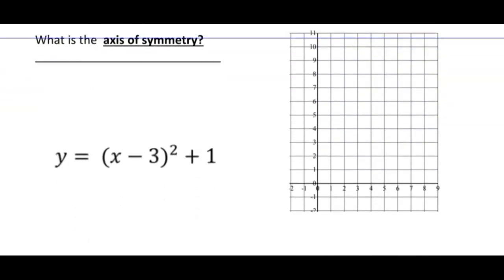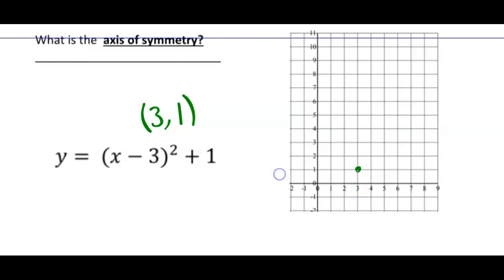Well, it was 3, 1, because the opposite of this behind the x would be 3, and my y value is 1. So I have to go to 3, 1. So I go over 3, up 1, and I put a dot. Okay, now I need to graph using my building numbers.